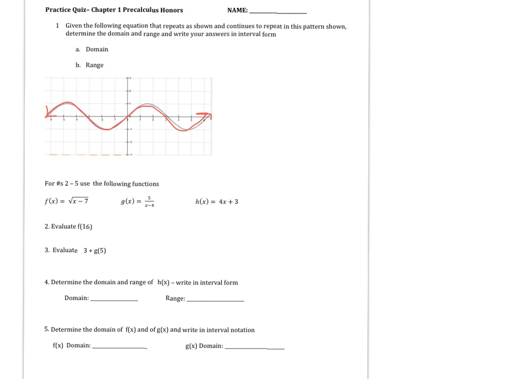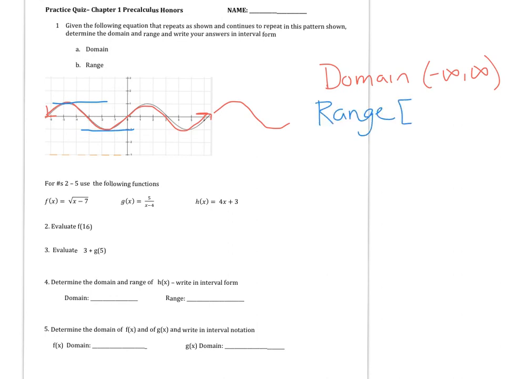Given the following equation that repeats as shown and continues to repeat. So essentially, the x's are going to go on forever. So the domain of this function, since it goes on forever to the left and the right in the x direction, is going to be negative infinity to infinity. And the range, you can see that this is oscillating between the number -1 and 1. And so the range of this function is going to include, because it touches those points, it touches 1 up here and it touches -1 there, -1 to 1 is the range.